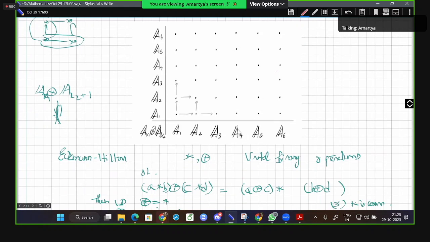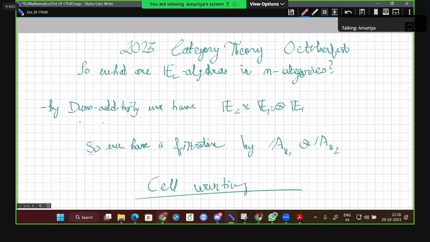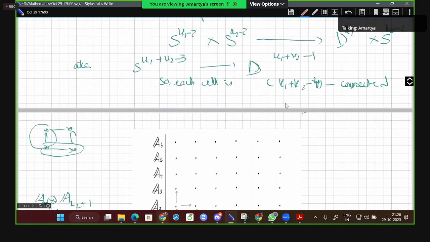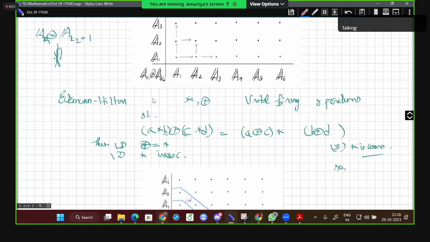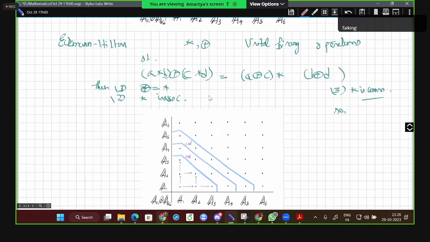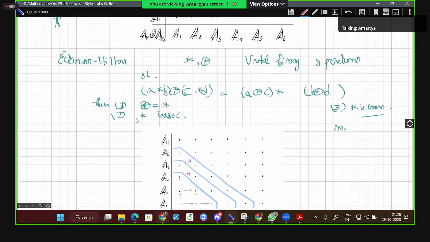Again, there seems to be something wrong. Apologies for that. Now, by the classical Eckmann-Hilton argument, if we take the unital binary operations like star and plus, and you have something like this, then given that they're the same, they're associative and commutative.